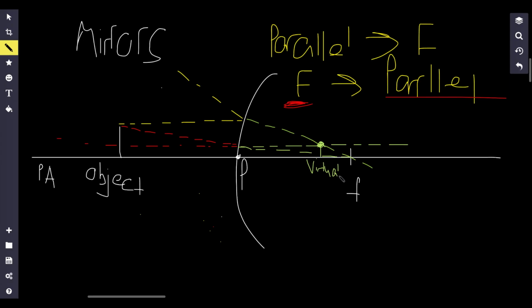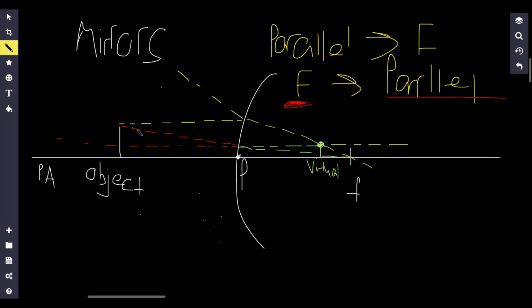And that's how you draw the ray diagrams for convex mirrors. So your first ray, it's going to bounce off this mirror, right? It's parallel to the principal axis, but when it bounces off, you also have to create this imaginary line towards the focal point on the other side.